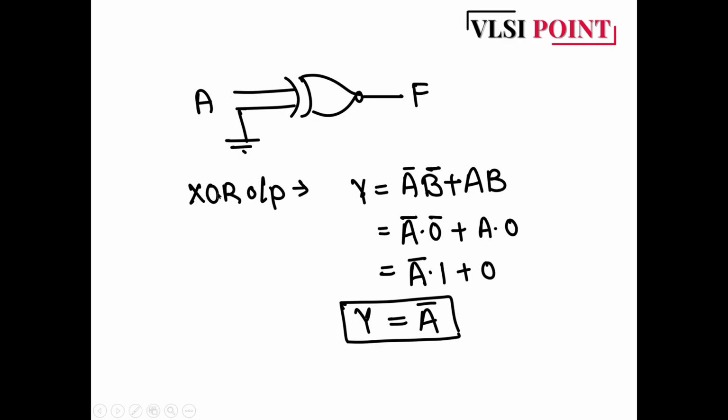So the XNOR output is nothing but Y equals A bar B bar plus AB. But you know B is nothing but 0 over here. So A bar into 0 bar plus A into 0. A into 0 is 0, 0 bar is 1. So Y is nothing but A bar. So the output of this function, that is F, is nothing but A bar. Answer C, A bar.